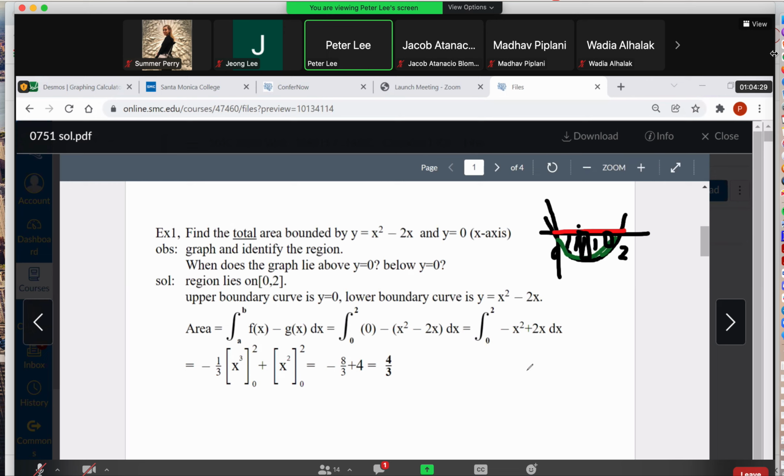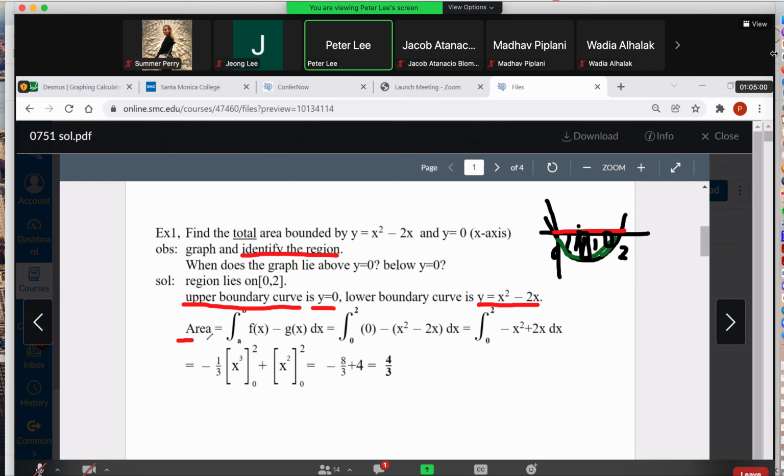So in example 1, observe the graph and identify the region. You always have to identify the region. That's the first step. You have to understand what the region is. And then, when does the graph lie above y equals 0, below y equals 0? Those are the kinds of things you can get from the graph. The region lies on the interval from 0 to 2. The upper boundary curve is y equals 0, and the lower boundary curve is y equals this right here.